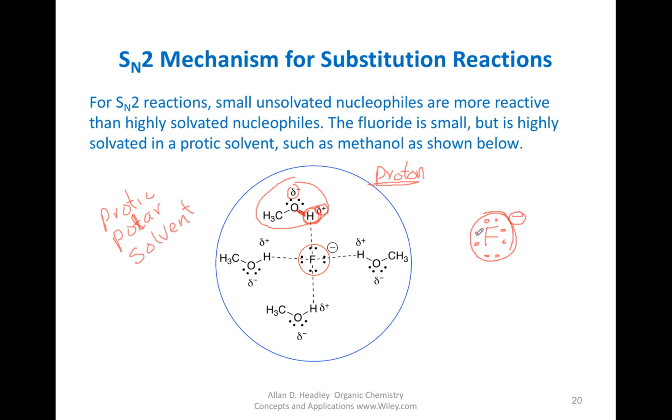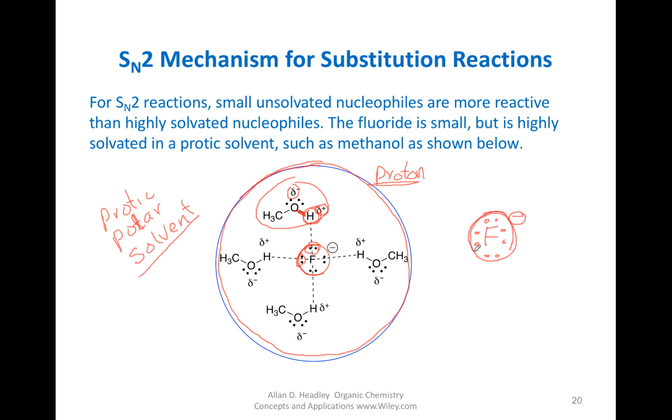So if we put the fluoride anion, which is very small, in a polar protic solvent such as methanol or water, the effective size of this fluoride gets pretty large because it's carrying with it a lot of solvent molecules that bond to the electrons. So the size of the nucleophile is dictated by the solvent. Let me state it differently: the effective size of the nucleophile is dictated by the solvent.